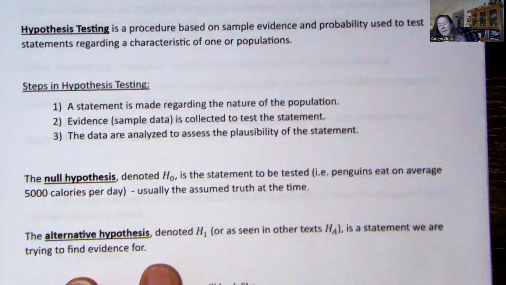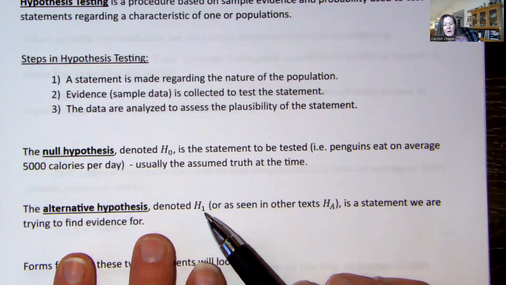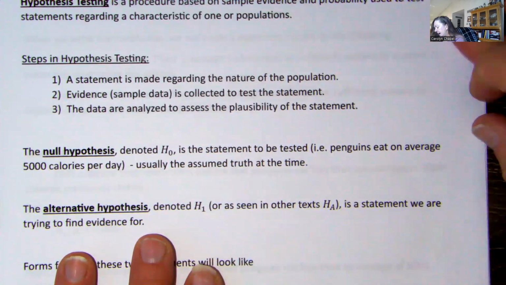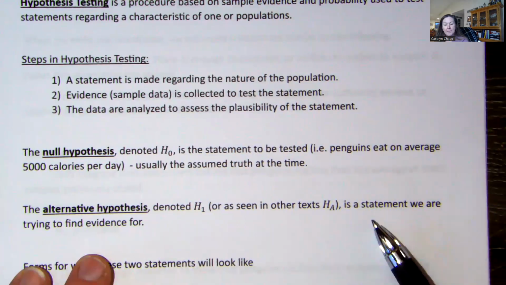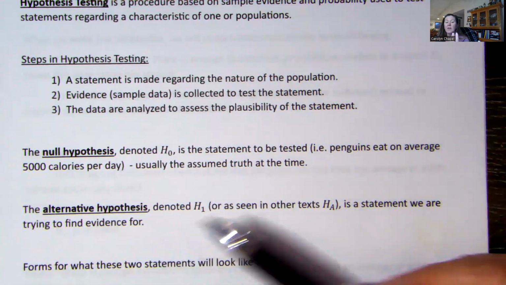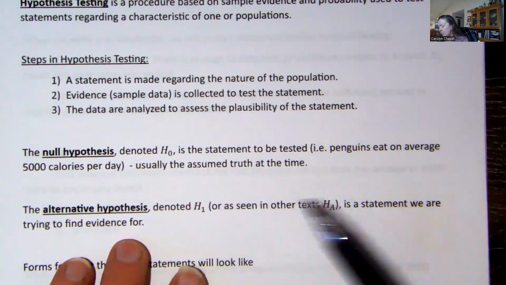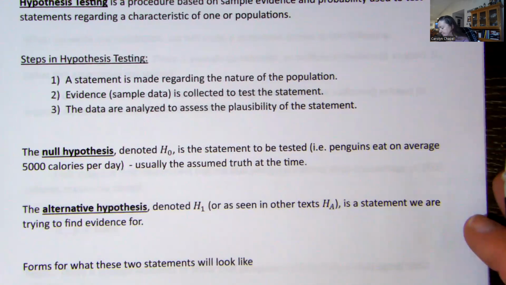So it's something like the status quo, something that we think is true. The alternative hypothesis, which our textbook denotes with an H and then a 1, and other textbooks I've seen use H with an A for alternative, is just notation, the way we label them. It's a statement that we're trying to find evidence for. So maybe someone thinks that penguins eat less than 5,000 calories a day, and we'd be taking a sample and trying to determine if that is true or not.